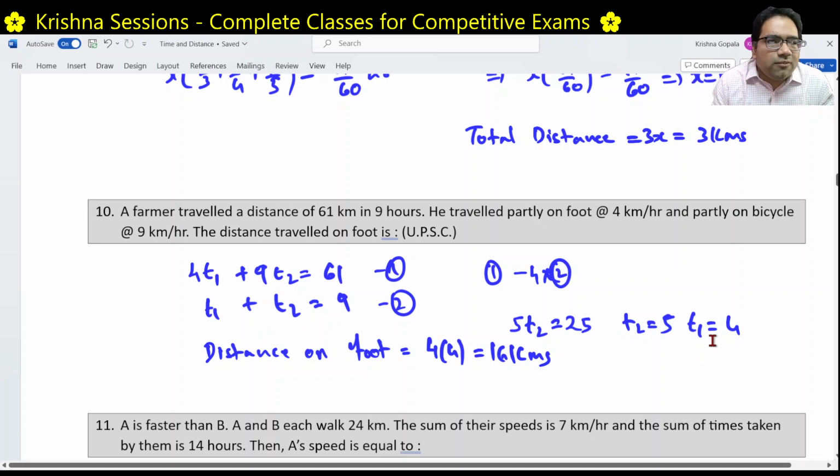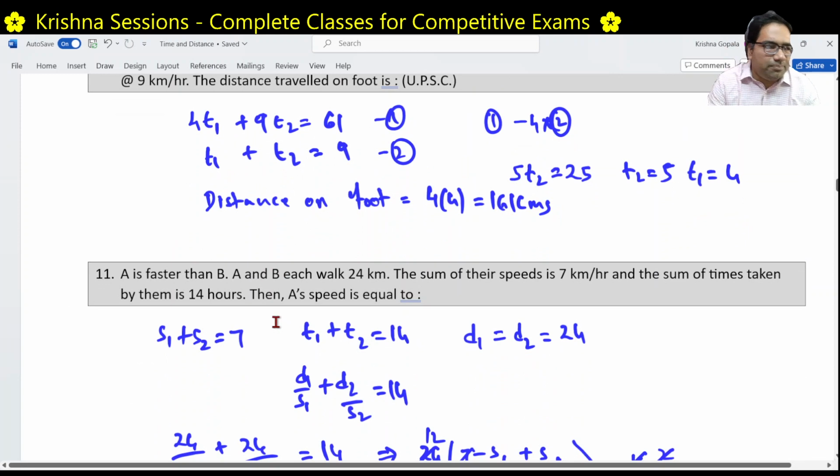What does that mean? On foot, he traveled for 4 hours, 4 into 4, 16. Plus on bicycle, he traveled for 5 hours, 5 into 9 is 45. Right, 45 plus 16 is equal to 61. So distance on foot, how much he traveled? 16 kilometers. And distance on bicycle, how much he traveled? 45 kilometers. Total distance is 61 kilometers.